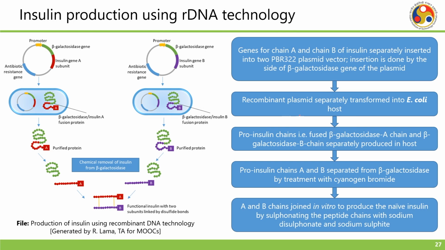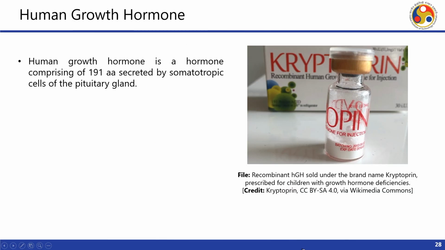So, basically you can see the recombinant plasmid separately transformed into E. coli host cells containing the A and B chain genes, and the pro-insulin chains, that is fused beta galactosidase A chain and beta galactosidase B chain, are separately produced in the host. Then these are separated from beta galactosidase by treatment with cyanogen bromide. A and B chains are joined in vitro to produce the native insulin by sulfonating the peptide chain with sodium disulfonate and sodium sulfite.